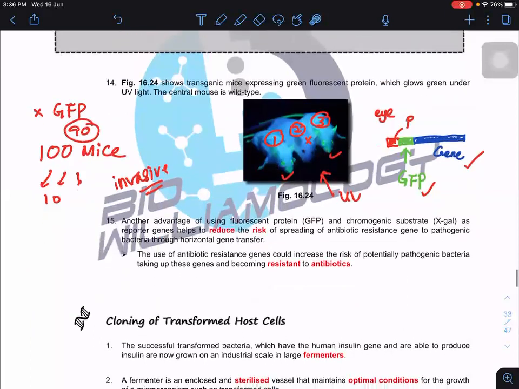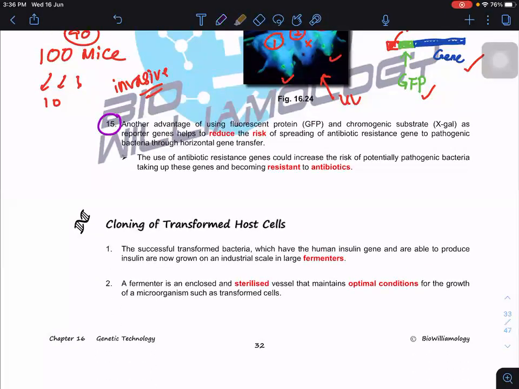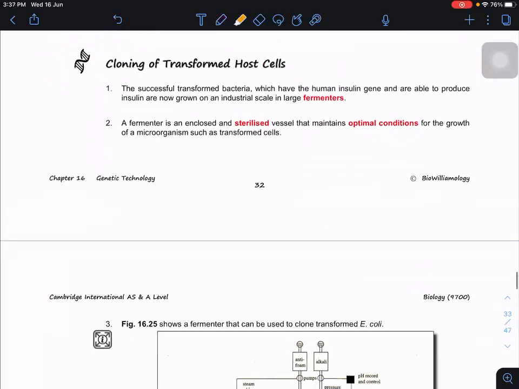But no matter how, the very important highlight point number 15: whether we use an enzymatic system or a fluorescent protein, whether a fluorescent protein or a chromogenic substrate using an enzyme, we want to reduce the risk of spreading antibiotic resistant genes to the pathogenic bacteria through horizontal gene transfer. Okay, so now let's come to the last part of this one.